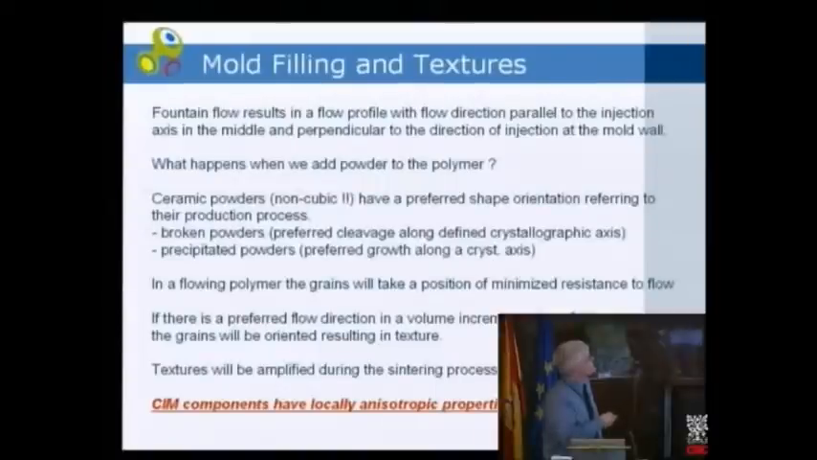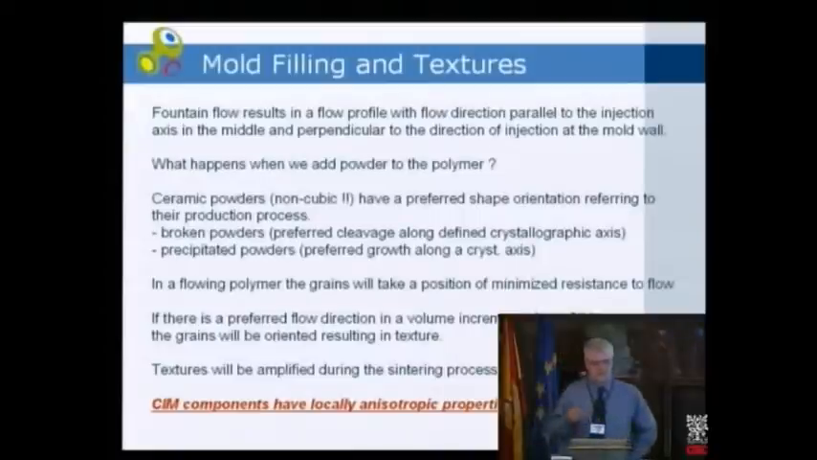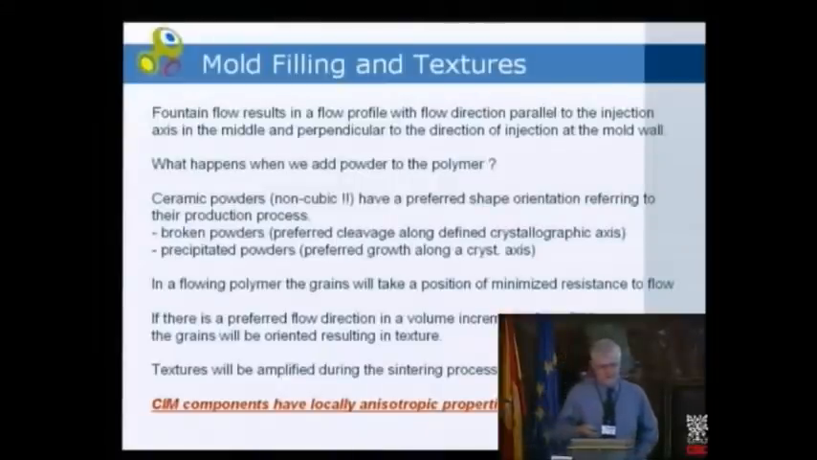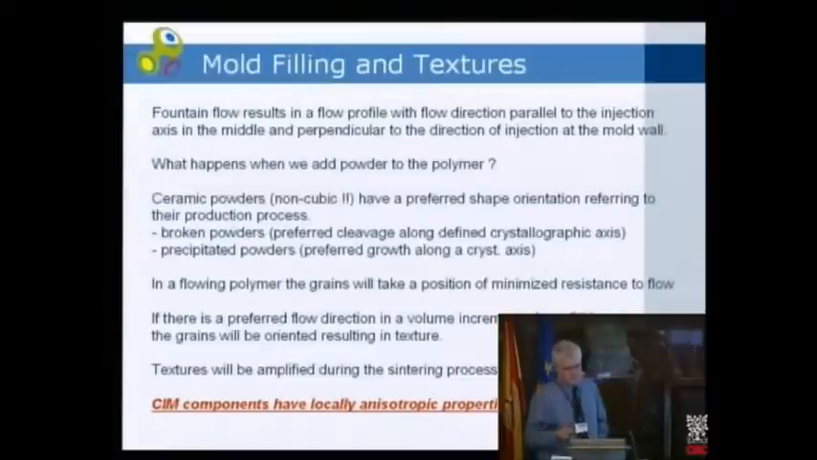we have a preferred growth along a crystallographic axis. So this is not true for cubic, of course. There you always have isotropy. And these anisotropic grains will take a position of minimized resistance to flow if you feed them into a flowing polymer. So there is a preferred flow orientation in the volume increment of our SIM component, and the grains will be oriented, resulting in a certain texture.